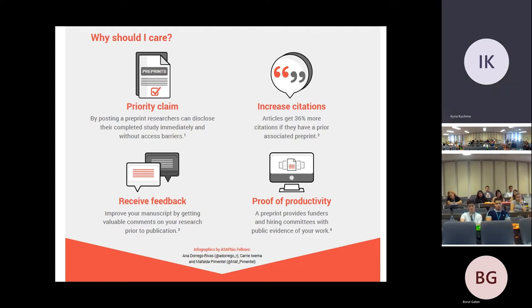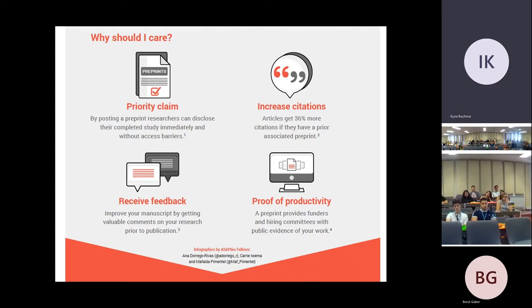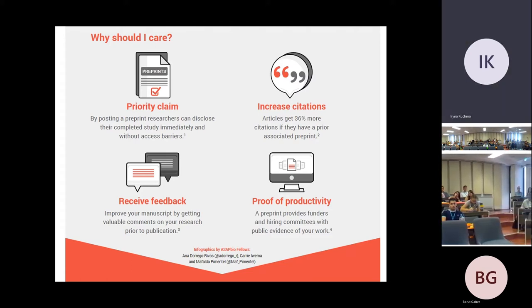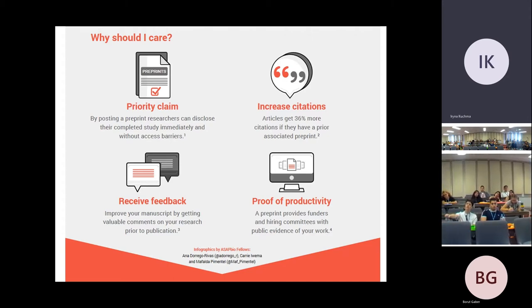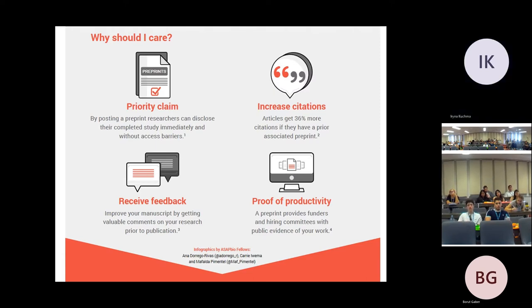And why do researchers go for preprints? Because that's an opportunity to claim your priority, to really announce that you have these results, you completed your study, and you are sharing it even before it's published. And there was an interesting study that showed that articles which are already published in journals get 36% more citations if they were made available as a preprint before they were published as a journal article. So it's really a chance to get more citations. It's also an opportunity to receive feedback and improve your manuscript.